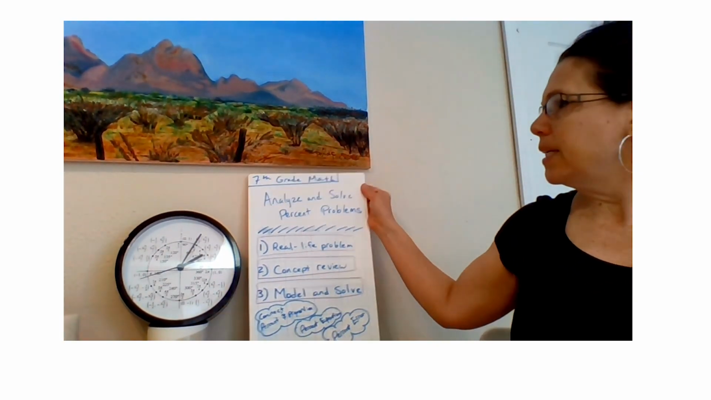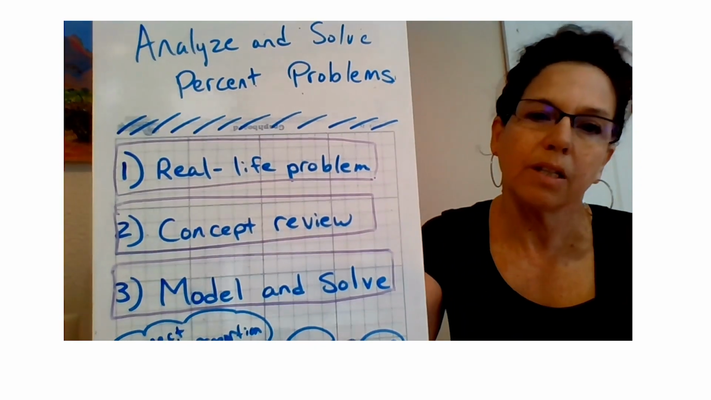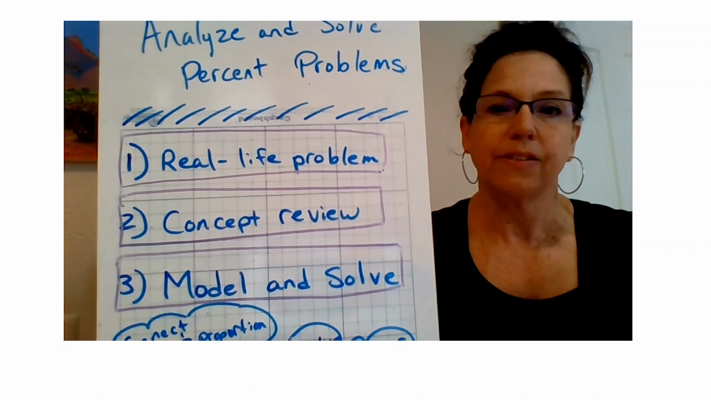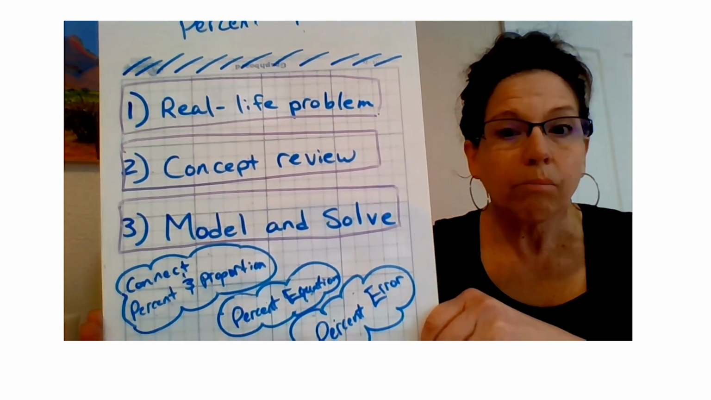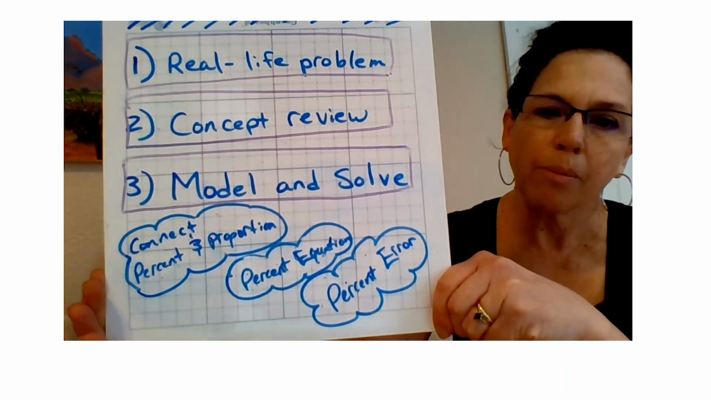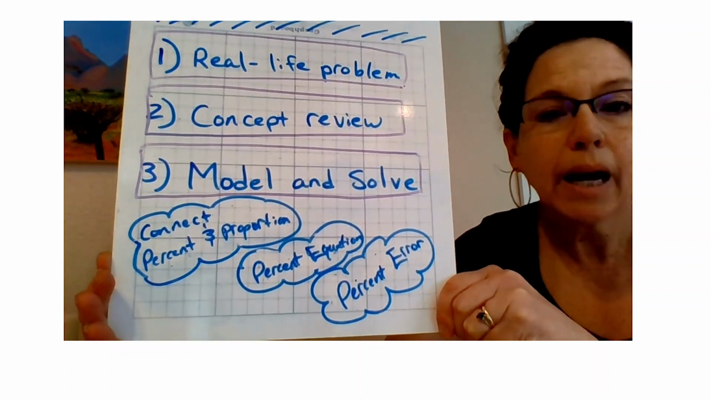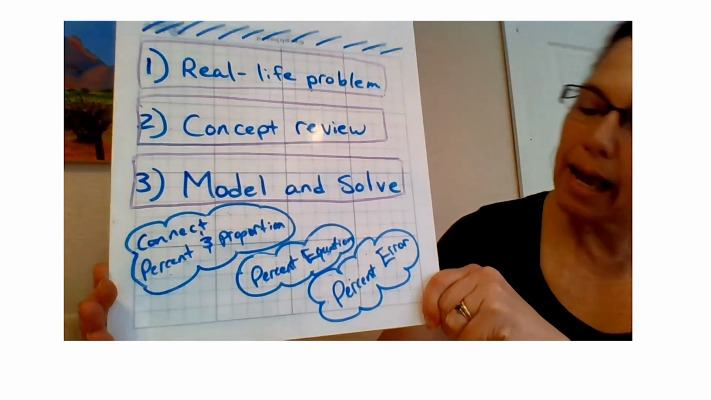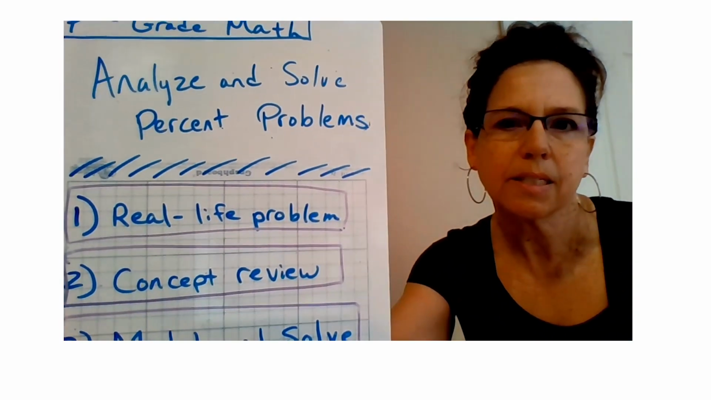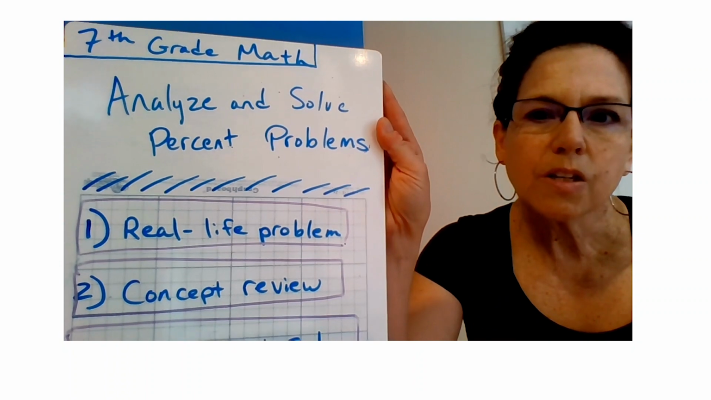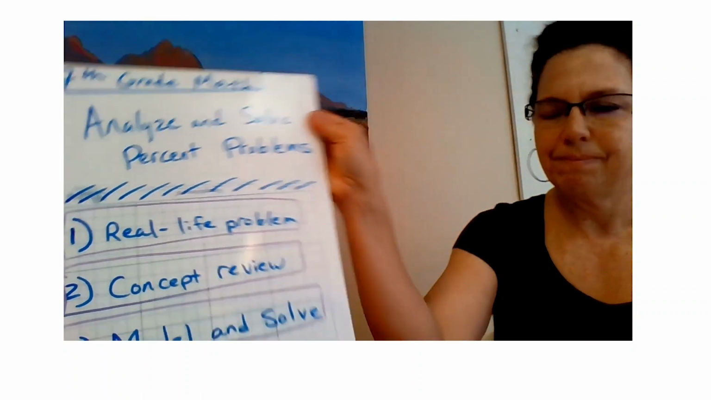Today, we are going to be focusing on 7th grade math, analyzing and solving percent problems. We're going to look at a real-life problem from a real-life student. We'll do a concept review, including some vocabulary. We'll model and solve the real-life problem by connecting percent and proportion, by using the percent equation, and by looking at percent error. Then finally, we'll wrap up today's lesson with a which one doesn't belong. So sit back, relax, and let's do some real life math.